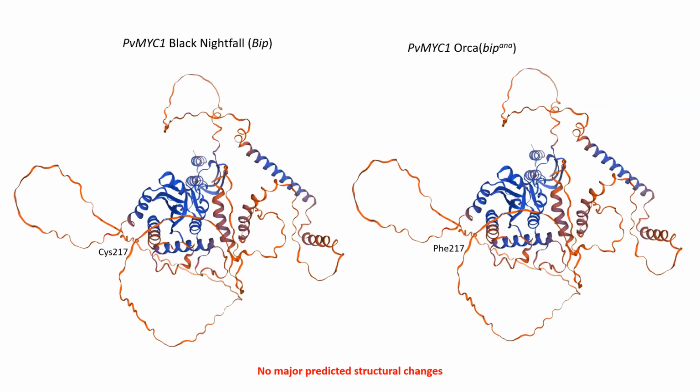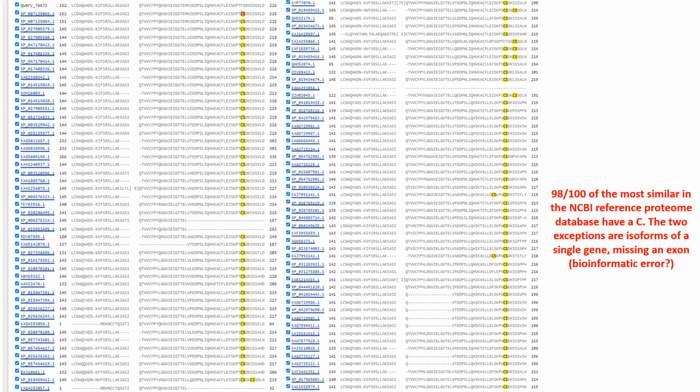There's no predicted major structural change due to this substitution, but if you look at the conservation of the site, it's extremely highly conserved. So 98 out of 100 of the most similar proteins have a C at that position, and the two that don't are predicted isoforms of a single soybean gene, but the main splice variant of that one has the C. So it's found everywhere in all these other related genes, at least in some of their isoforms. I'm suspicious that the other thing is just a bioinformatic error.